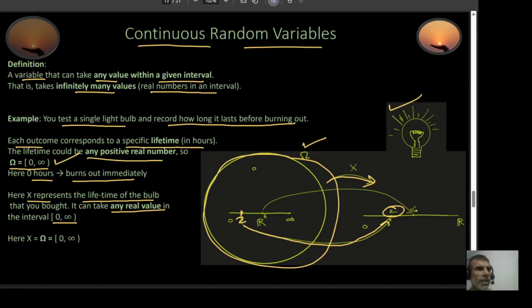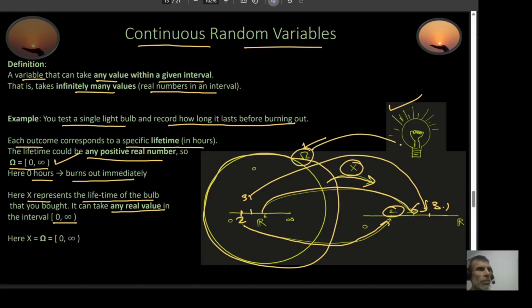What if it lasts 6 hours? Right here is 6 hours. In this case, your 6 gets mapped to 6 over here. What if it's 3.1 hours? There is a 3.1 over here, and 3.1 will get mapped to 3.1 over here. So think of this X as a mapping. It's basically mapping a number from your sample space to a number on your number line right here. By the way, in this particular instance, my X and my omega are exactly the same.